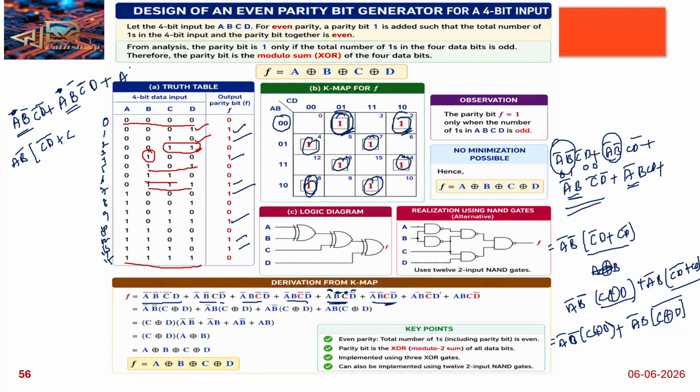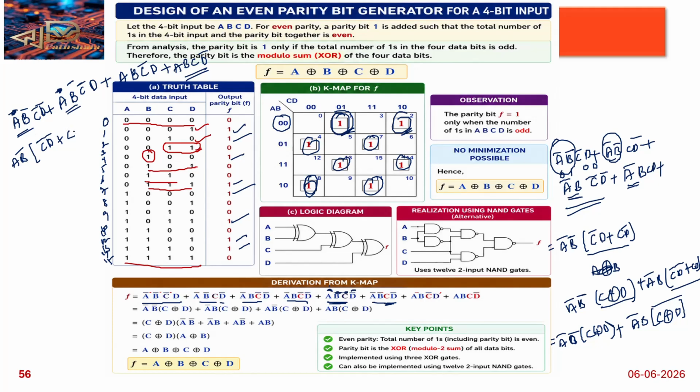So 13 means 1 1 0 1: A B C bar D. And 14 means triple one: A B C D bar. Clear from this? Okay.